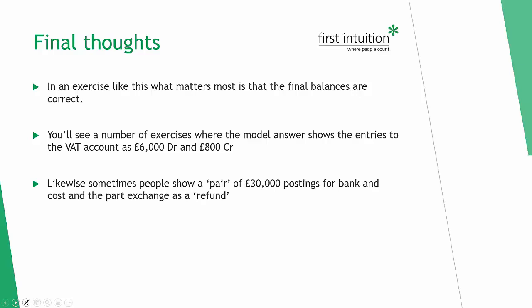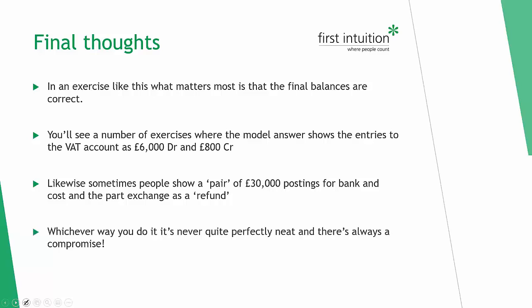Yeah, the bank has 30,000 and 30,000. The part exchange almost as a refund paid in. I don't like that, because you haven't got a 4,000 entry or whatever in your bank account. It's nicer to stick to figures that you can marry up to what's actually on your bank statement. And 26,000 and 5,200 are easier to marry up to 31,200 than payments both ways. Whichever way you do it, it's never quite going to be perfectly neat. You've got to compromise somewhere.